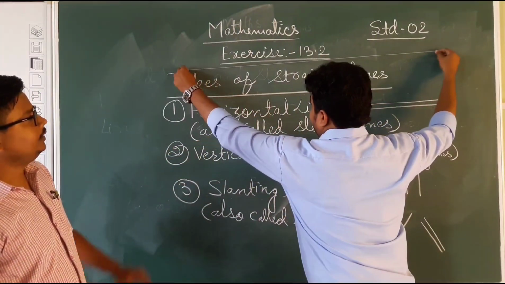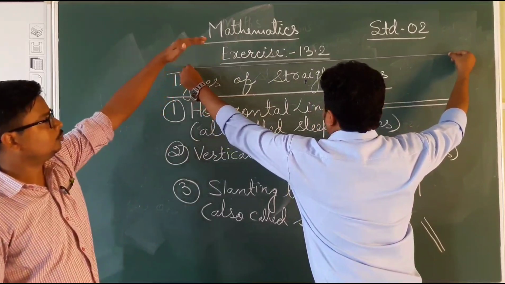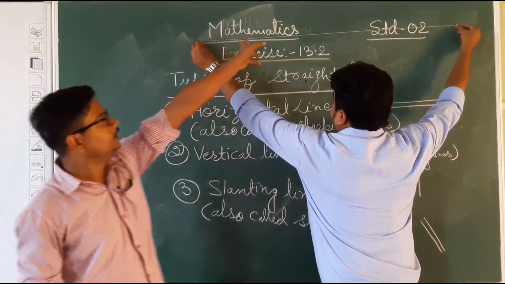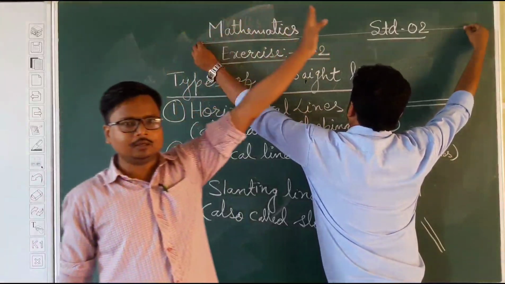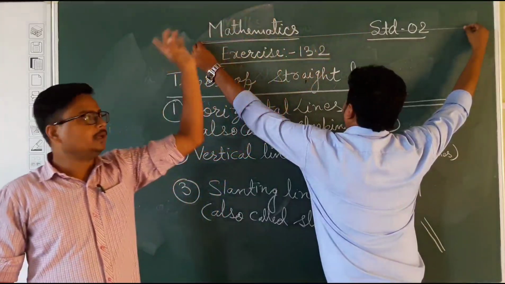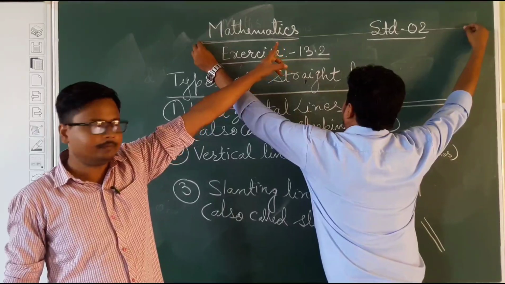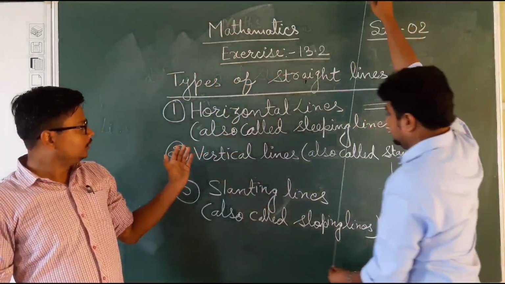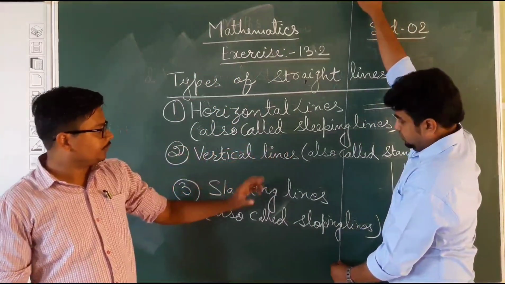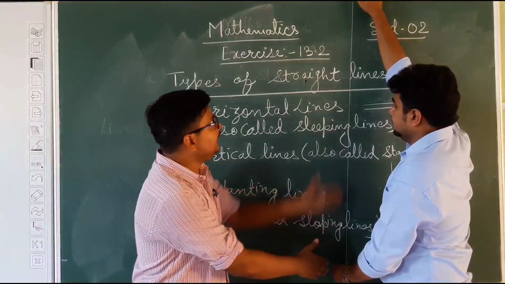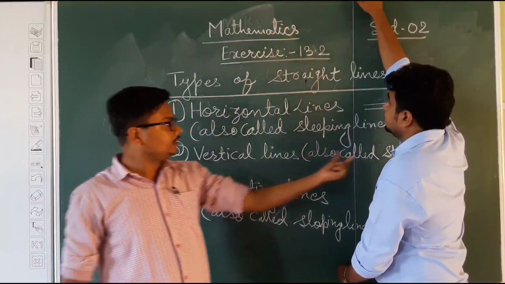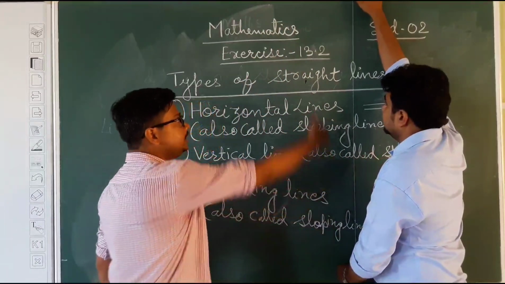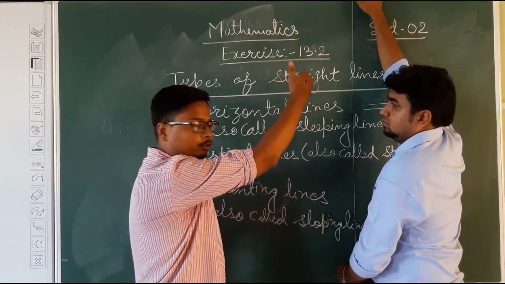So as you can see, it is straight. Okay, means from left to right or from right to left is called horizontal line. Now next one is vertical lines. As you can see, it is standing line. Okay, straight means standing straight. It is also known as standing line. Why? Because it is standing. It is in standing position.